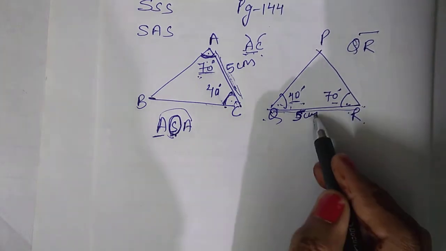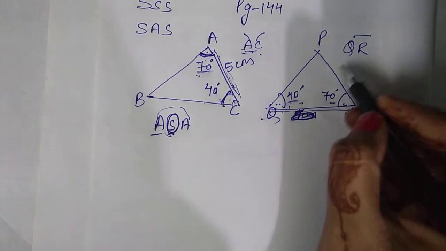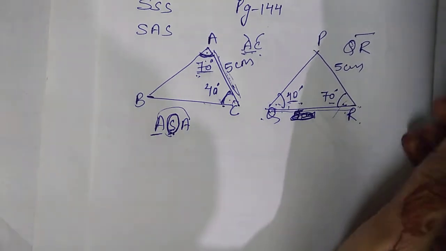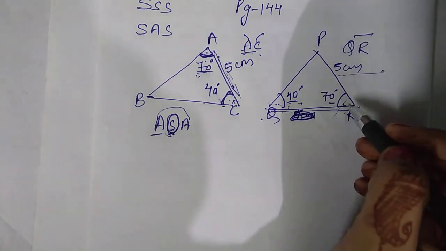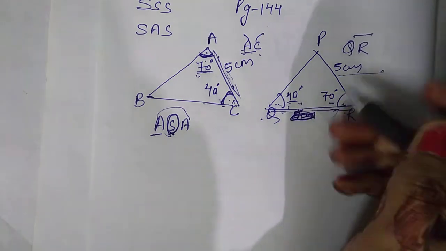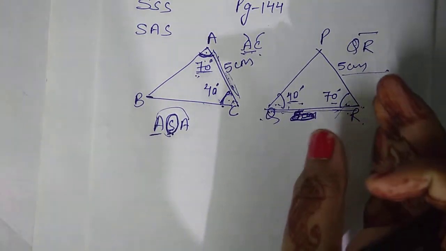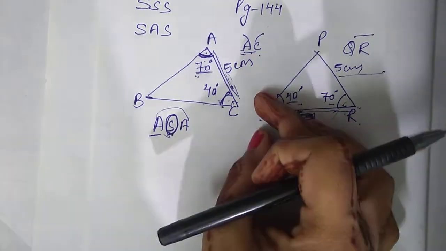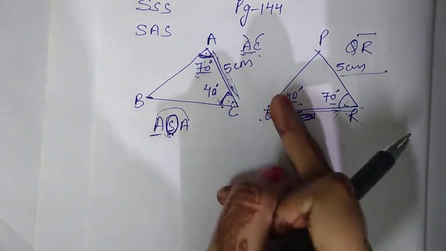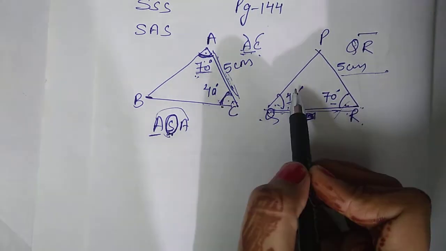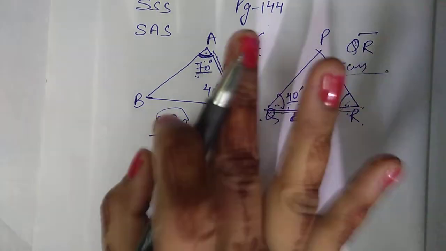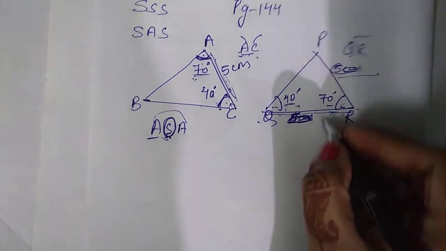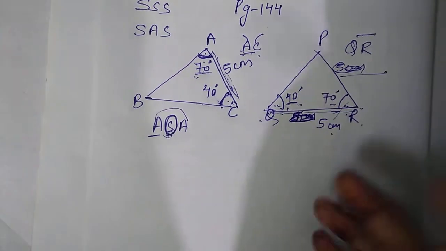Now if the side is placed here, are they congruent? No, they are not congruent, because the side is not included between the equal angles. The equal angles are these. Two angles are equal, but the side is not included. So here they are not congruent by the ASA rule. So let the side be here, and this is 5 centimeter.